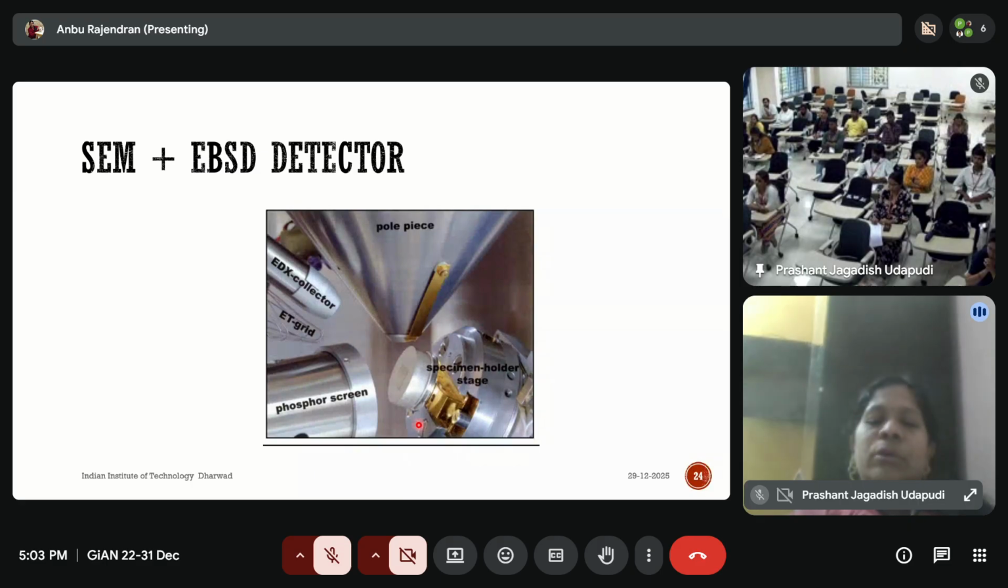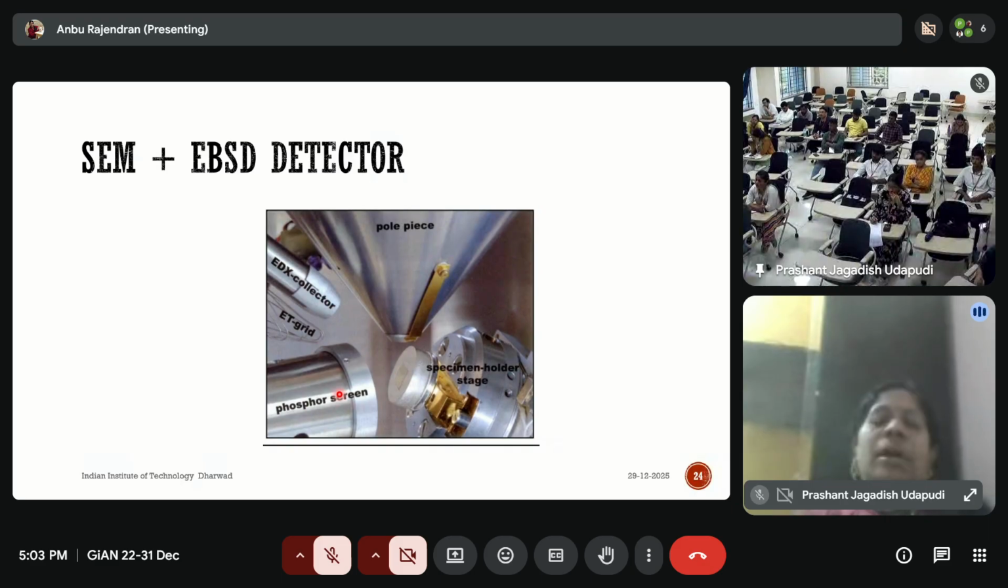So the sample is to be at 70 degrees. Then the electron will fall on the sample. Whatever diffracted rays are coming out will be collected by the phosphor screen. Then the process will be done internally, and we will get some data from this.